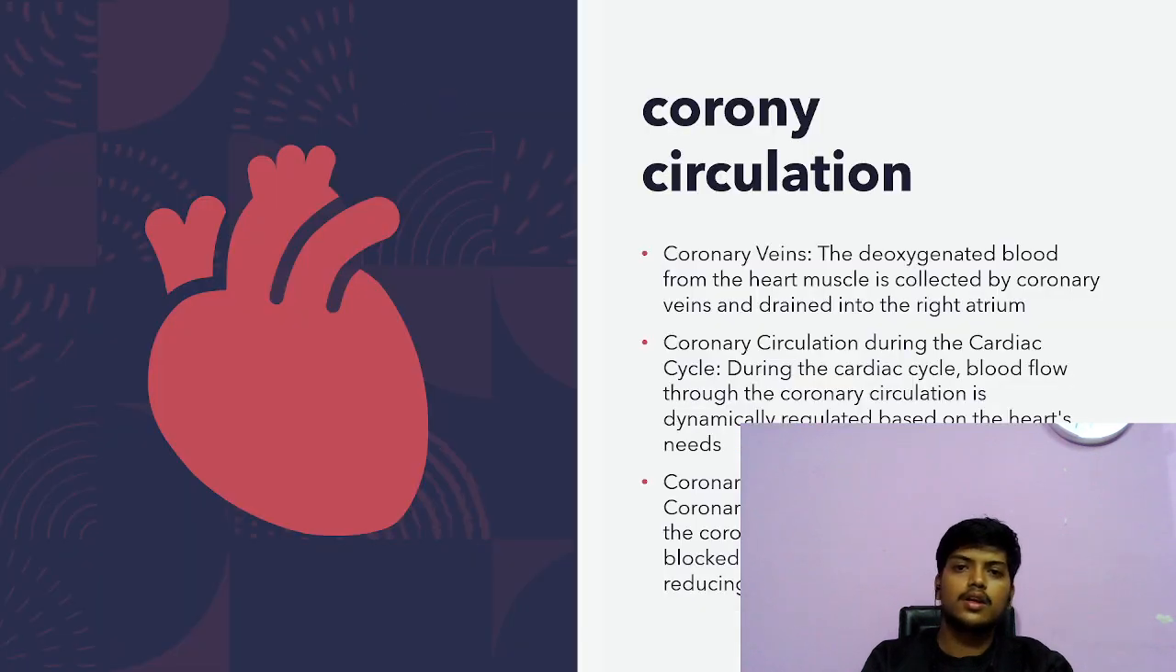Coronary circulation mainly includes the coronary veins, coronary circulation during the cardiac cycle, and heart diseases. Blood from the heart muscles is collected by the coronary veins and drained into the right atrium. During the cardiac cycle, blood flow through the coronary circulation is dynamically regulated based on the heart's needs.